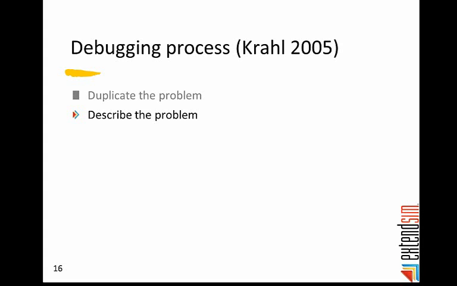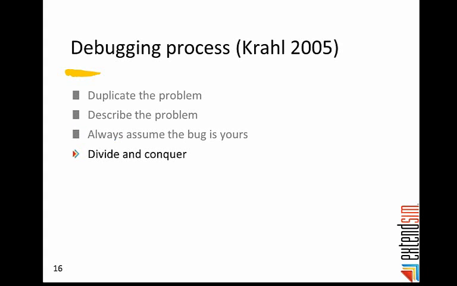Describe the problem. It's a good idea just to sit down and say, either to yourself or someone else, what is the problem, what's going on. It's important to always assume the bug is yours. That'll save you a lot of embarrassment in the future, if you're always blaming someone else for the bug when you do indeed find out it is yours.